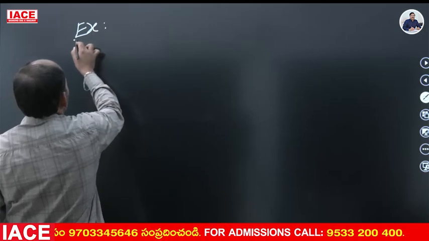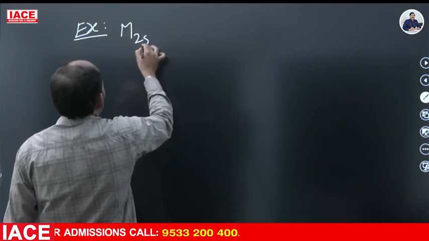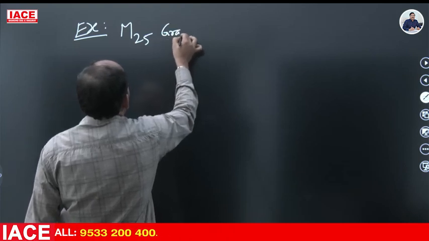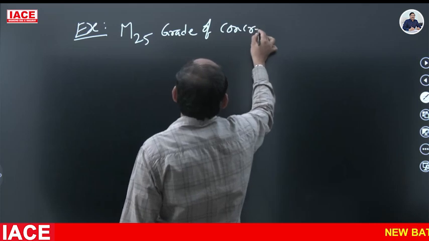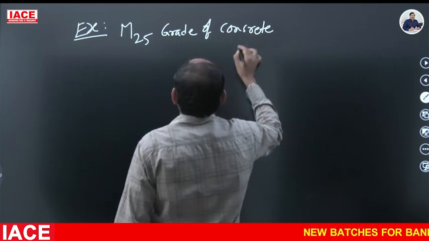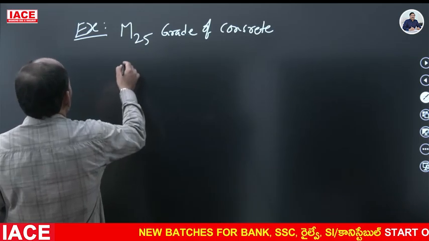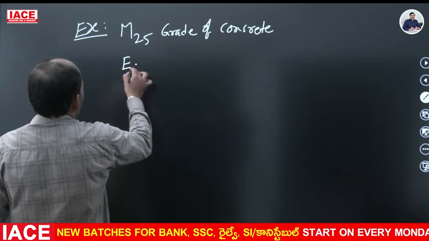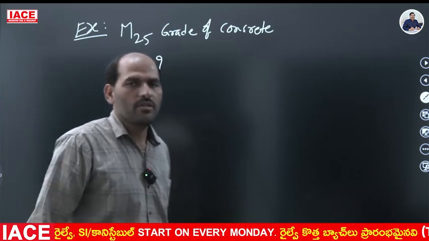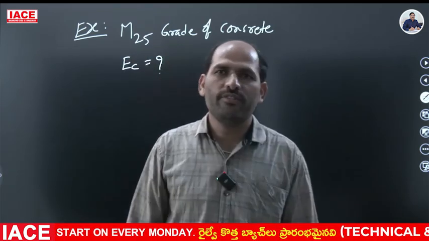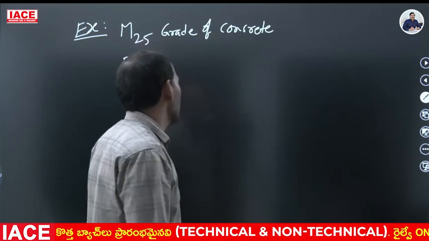But if you take the secant modulus or static modulus, for example, take M25 grade of concrete. For M25 grade of concrete, what is the secant modulus or static modulus value?